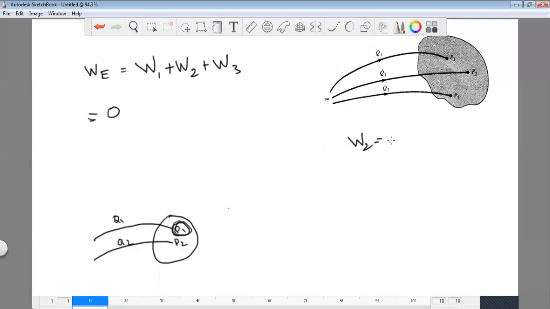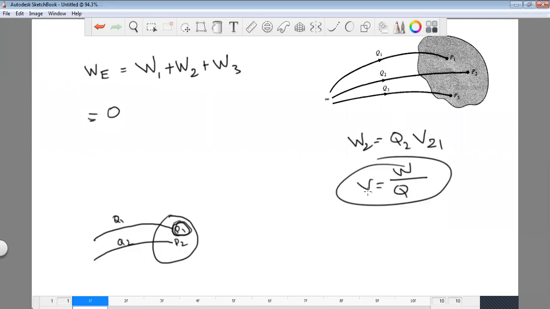So the electric potential with respect to Q1, since we are moving the second charge, is V21. So Q2 into V21. As we know, what is the electric potential formula? V equal to W by Q. And W equal to Q into V. So here W2 equal to Q2 into V21.